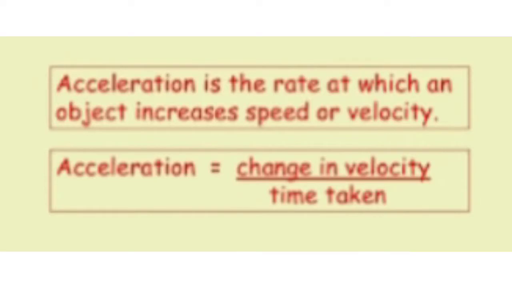Acceleration is the rate at which an object increases speed or velocity. When a body has non-uniform velocity, the body has acceleration. A body with uniform velocity does not have acceleration. Acceleration is equal to change in velocity divided by time taken.